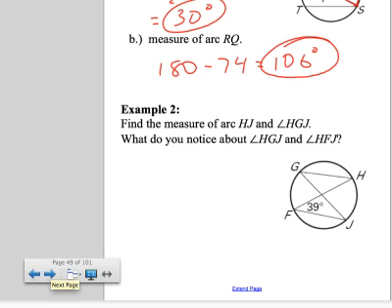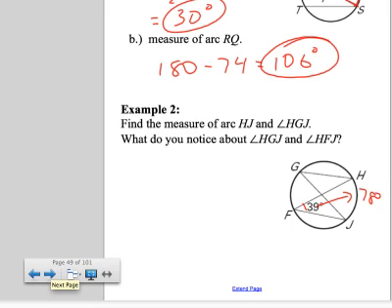Example 2 says find the measure of arc HJ and angle HGJ. What do you notice about HGJ and HFJ? So again, this is a more complicated diagram, but my encouragement to you would be, as soon as you get a diagram, mark everything you know. So as soon as I know that this angle is 39, I can find this arc. 2 times 39 is 78 degrees.